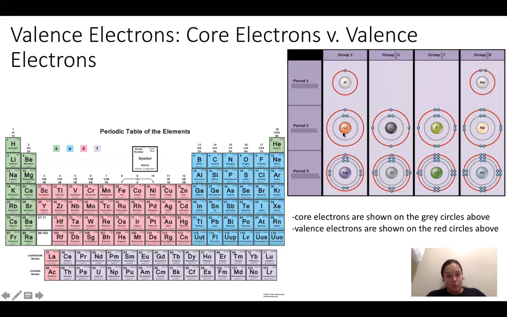Notice when lithium forms an ion, to stabilize, it wants to lose this 1 electron. And when it loses that, the outer shell changes, and now this becomes its most outer shell, okay?